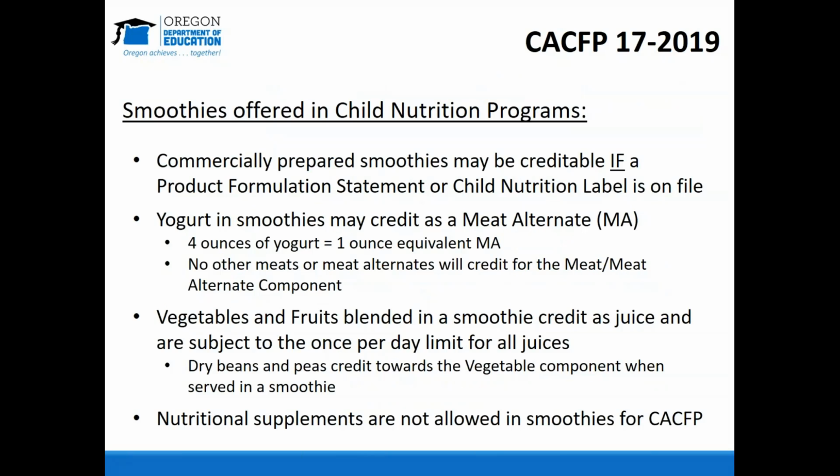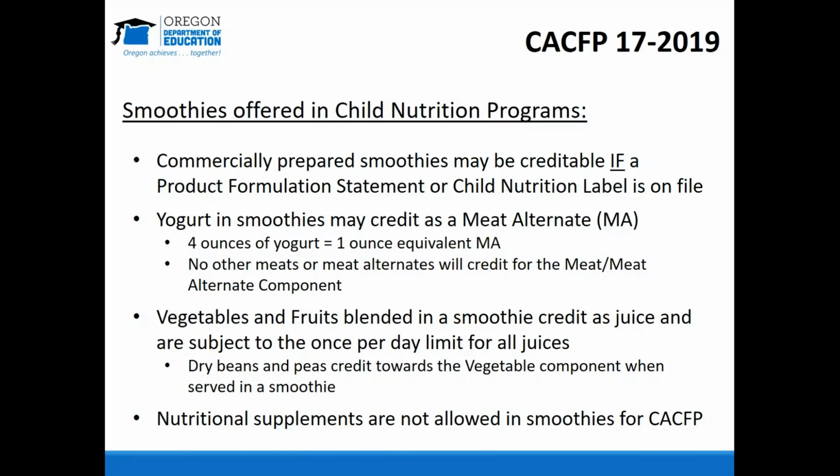The smoothie memo is an update on previous smoothie memos that we had. The main change in this memo is that commercially prepared smoothies can now be creditable if there is a product formulation statement or child nutrition label on file. So you might be sensing a theme here. Anytime things aren't entirely clear about how you credit, a product formulation statement or a CN label is likely going to be needed. Previously, only homemade smoothies were allowed. Now commercial smoothie mixes are also allowed as long as a PFS or a CN label is on file.